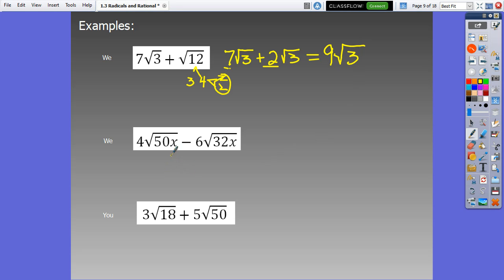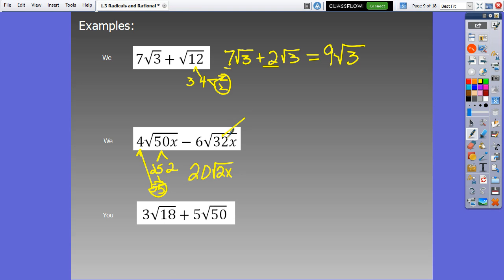Looking at the next one, the x sort of stays, but 50 goes to 25 and 2. And 25, we know what the square root of 25 is. It's 5. So we're going to pull that 5 out. Now there's already a 4 there, so we're going to have 20. And then we have that lonely 2 and that lonely x staying inside.